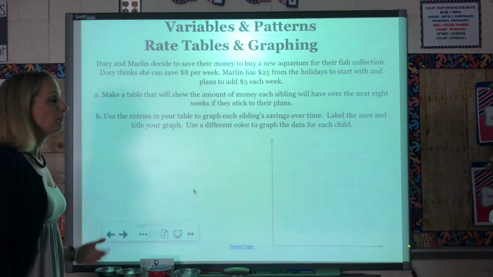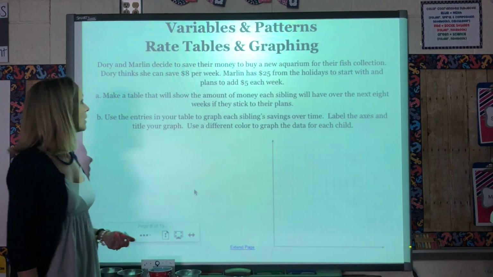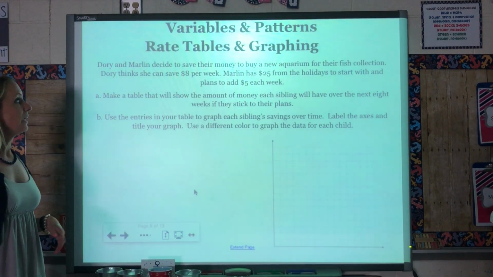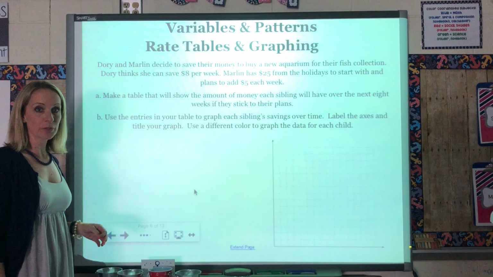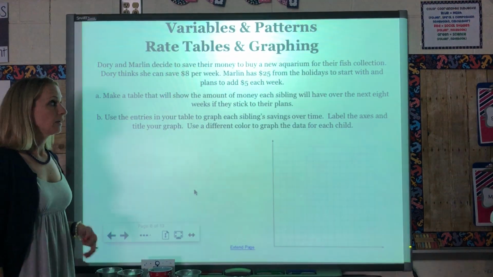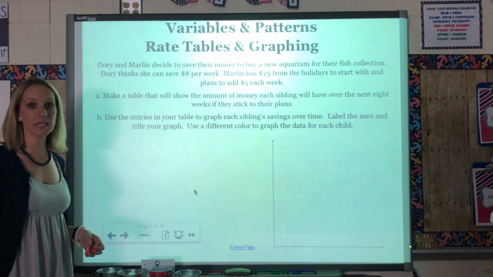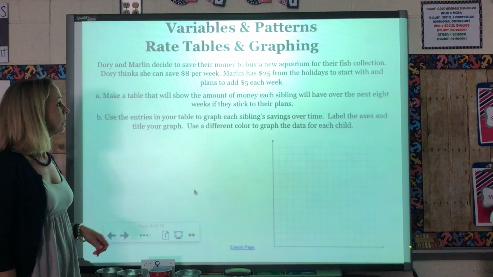In this problem from Variables and Patterns, we will be talking about rate tables and graphing. Dory and Marlin decide to save their money to buy a new aquarium for their fish collection. Dory thinks she can save $8 per week. Marlin has $25 from the holidays to start with and plans to add $5 each week.